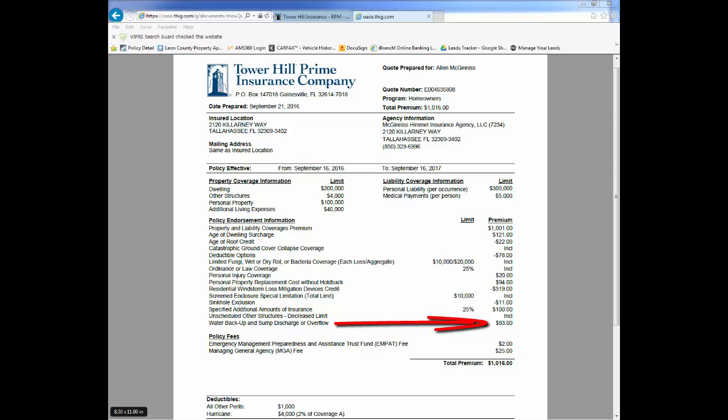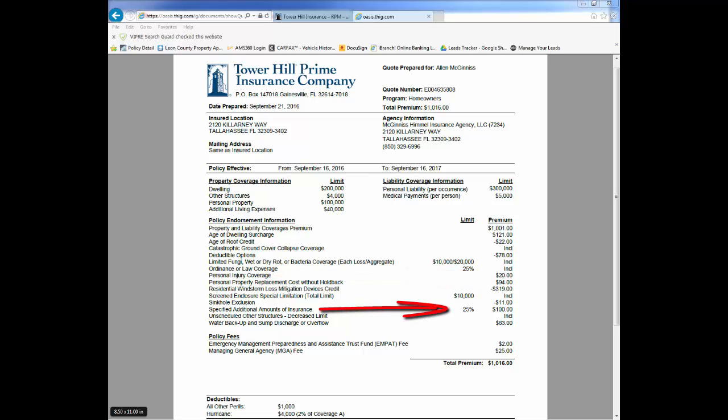Water backup, sump discharge overflow, sometimes called water backup, sewer and drains. This is an endorsement that gives you back coverage that's excluded on the standard policy for water that backs up into your house from off the residence premises. Personal injury coverage, this is just broadened liability coverage. So your liability coverage on your homeowner's policy is pretty broad as it is. This endorsement just makes it that much better and plugs up some of the remaining holes in the coverage.